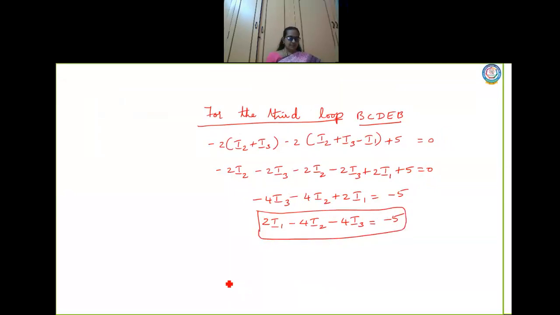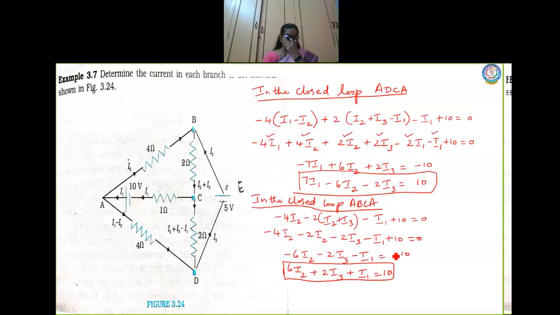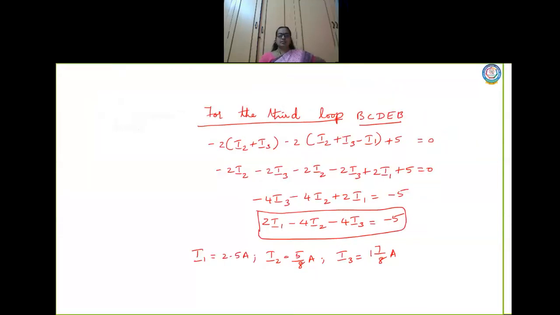Now when I simplify these equations, I will have the values of current: I1 is equal to 2.5 ampere, I2 is equal to 5 by 8 ampere and I3 is equal to 7 by 8 ampere. So the simplification process you try. You have to know how to simplify these equations to get the values of current. I1, I2, I3 have to be determined. Take any two equations, get the value of one current, and substitute in the other equation to get the other values of current.